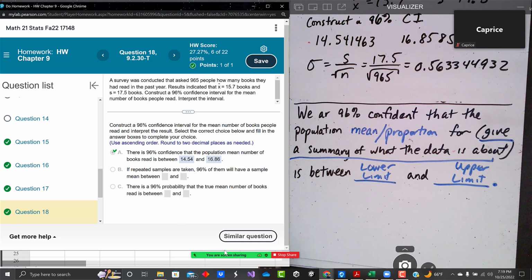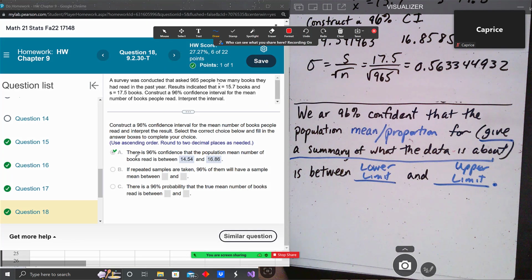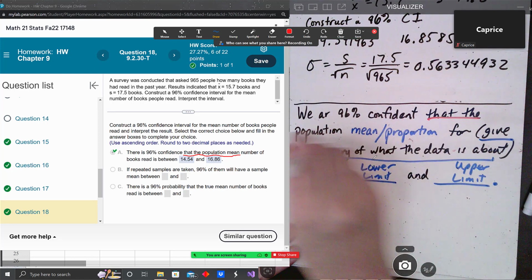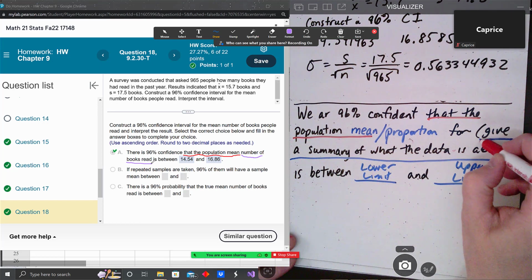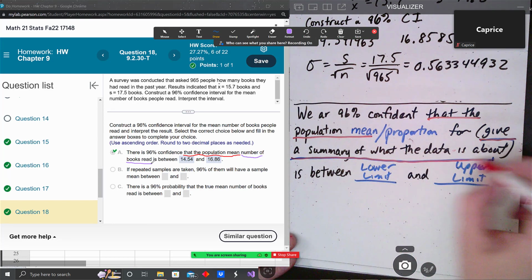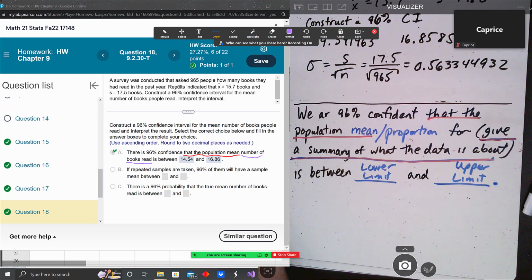Notice they do that here. They have 96% confidence that the population mean, that's this line right here. Then it says number of books read. That's a summary of what the problem was about. It was about how many books they read in the past year.